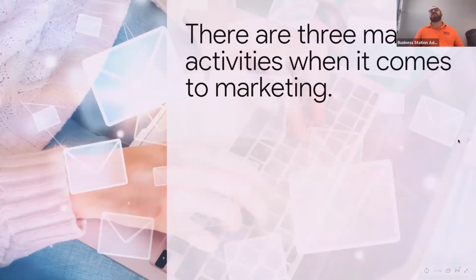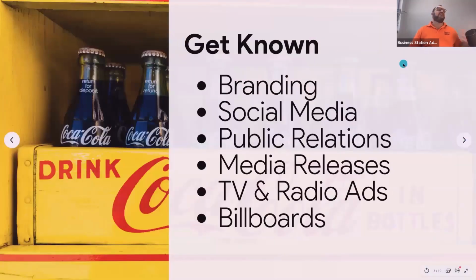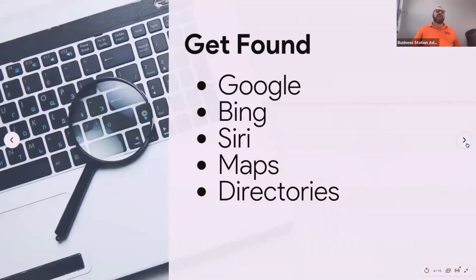There are three main activities when it comes to marketing. It's all about getting known. I call that your branding. That's about people getting on social media, letting themselves be known by using video ads, stories, creating reality shows, public relations, media releases, TV ads, radio ads, bus shelter ads, billboards, all that kind of thing that lets people know a little bit about who you are. Secondly, there's what we call the get found, and Google certainly lives right smack in the middle of this. So does Bing, Siri, Maps, and directories like Yellow and local search also count in that one too.